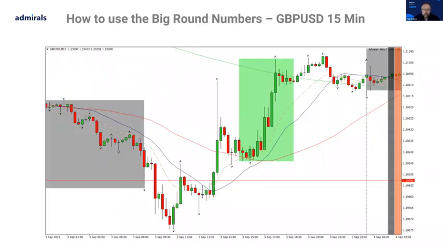So, what we had here is some more examples. Okay, so just trying to understand the difference of big round numbers. Well, actually, this is from the last time, but actually it's occurred. This grey block here is the Asian session. All right, overnight. Remember what I was saying?